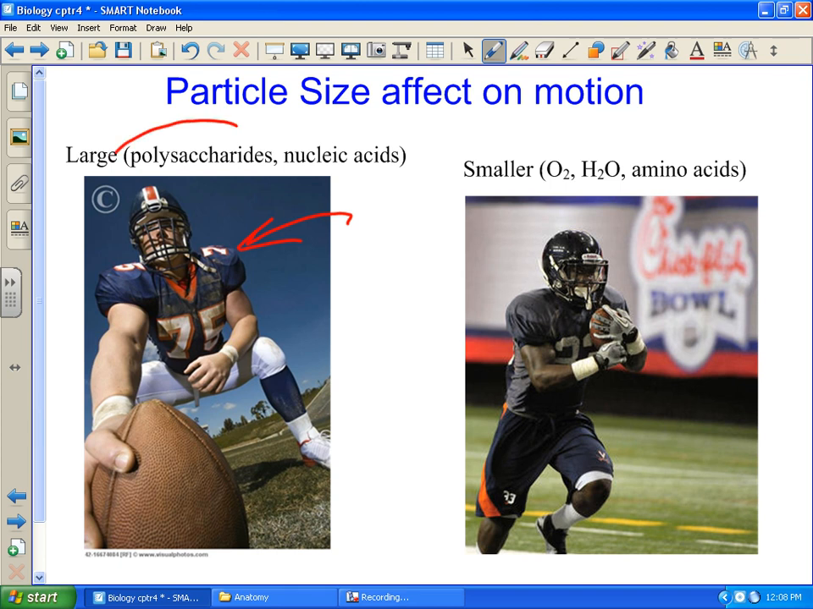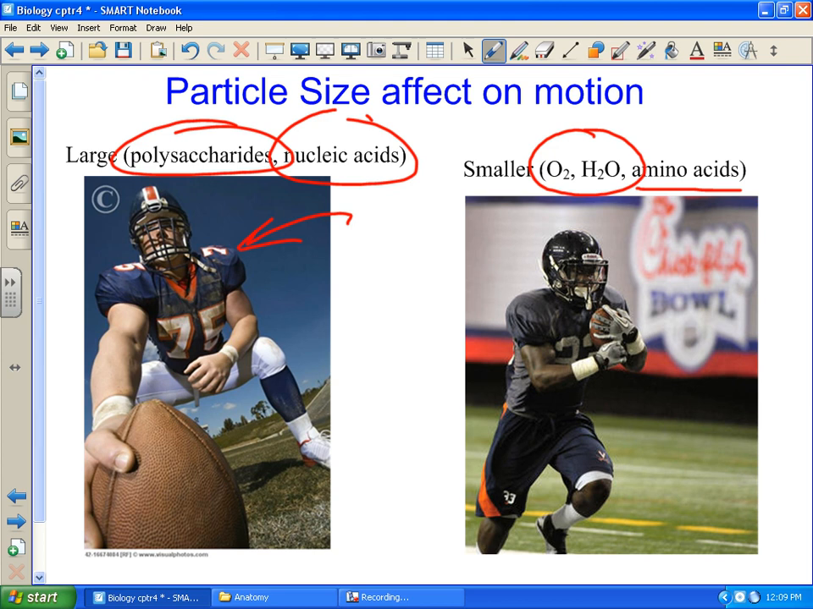For cells, that's stuff like polysaccharides, big sugars. Nucleic acids are big, complex molecules. They don't move very quickly. Now, small particles like oxygen and water and even amino acids, these are little guys that are going to move quick, kind of like a tailback. They're small, they're agile, they're able to break tackles and spin, okay?